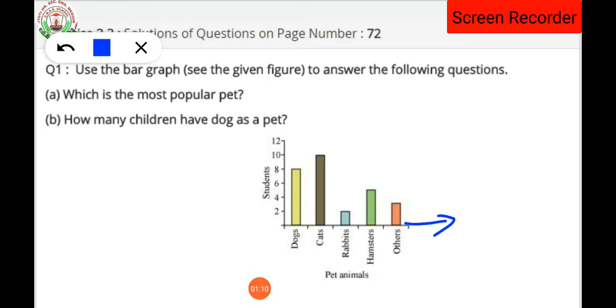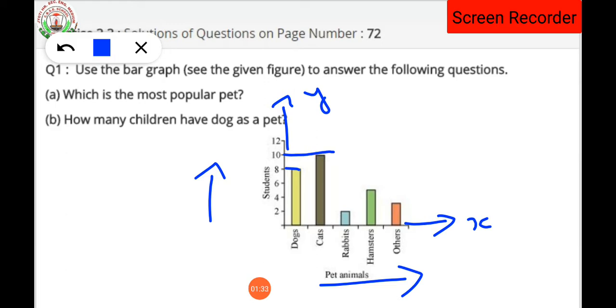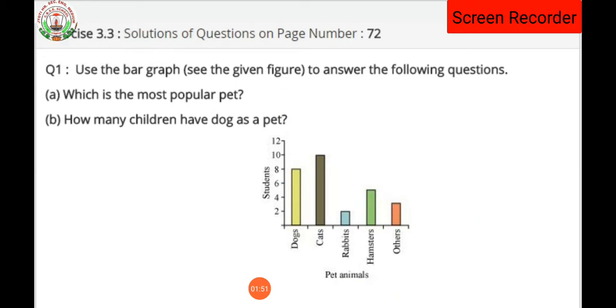This one is which axis? X axis. This one is Y axis. Here the name of the pet is given on the X axis, while the number of students who like the respective pets or animals is given on the Y axis. So how many students like dogs? That is 8 students. How many students like cats? That is 10 students. How many students like the rabbit? That is 2 students. While how many students like the hamsters? That is 6 students. Clear? How many students like the other pet? That is 4 students. Okay, have you understood up to here?